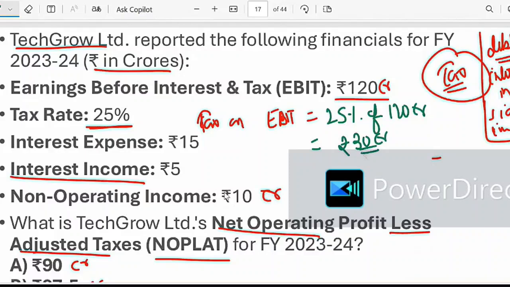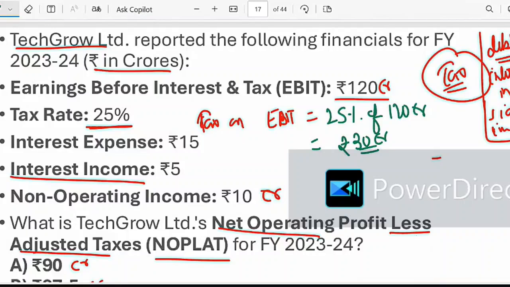That is the idea behind NOPLAT, right? So let's pretend there is no interest, there is no investment, just operation. What would be the profit after tax then? NOPLAT assumes that the company has not done any investment and has not taken any debt, so no interest is there. Just operation is going on. So what would be the profit? So step number 1 we have done.